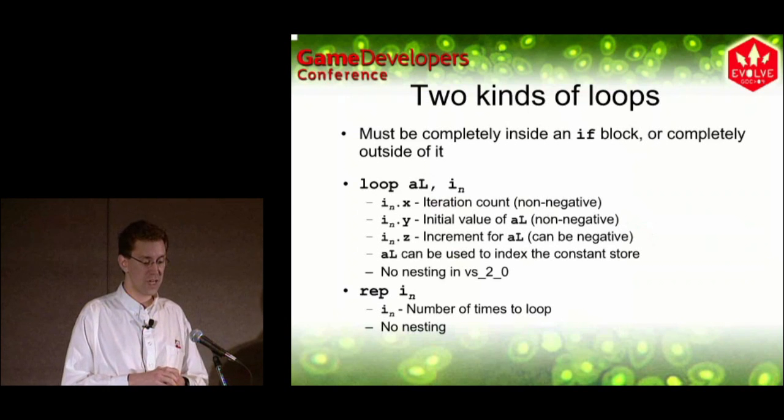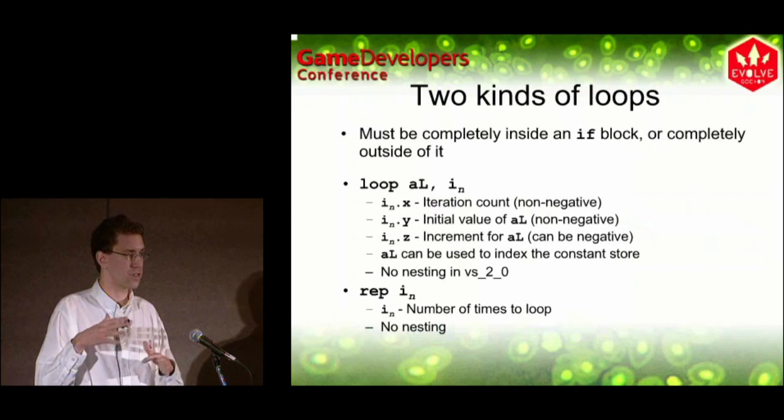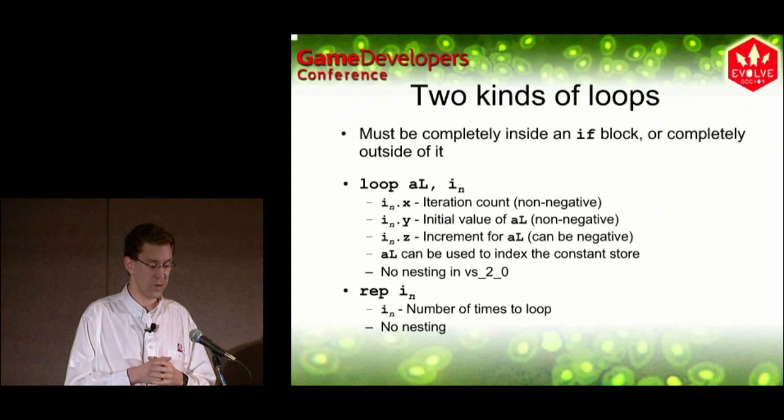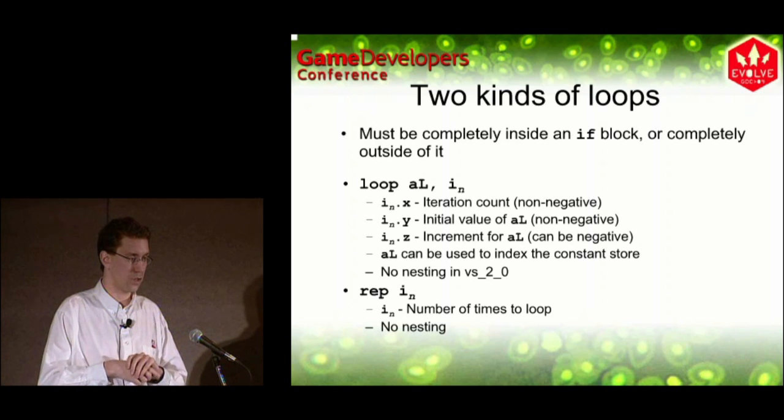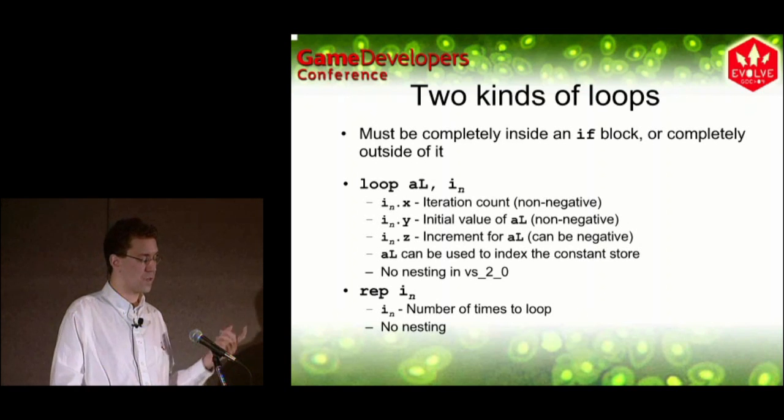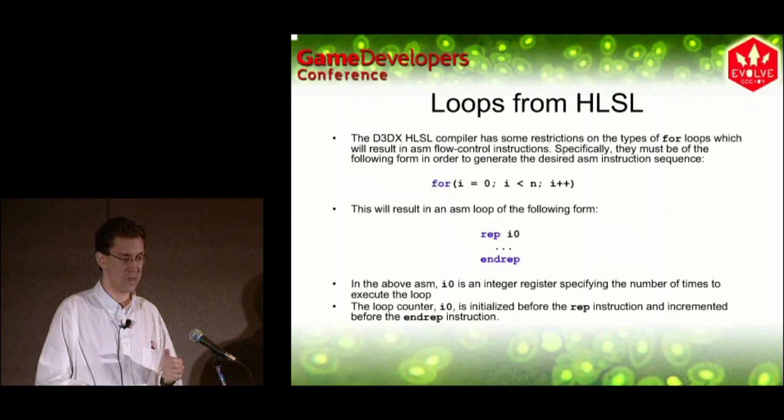There are a couple of different kinds of loops and some restrictions on how they have to coexist with the other flow control instructions. You have kind of a for loop with your iteration counts and step sizes and so on. And then there's also a repeat loop, which is a little more flexible. And the repeat is actually the one that you see the compiler spit out most of the time.